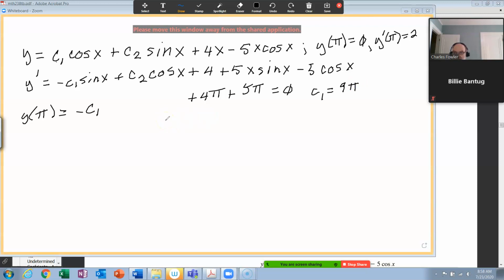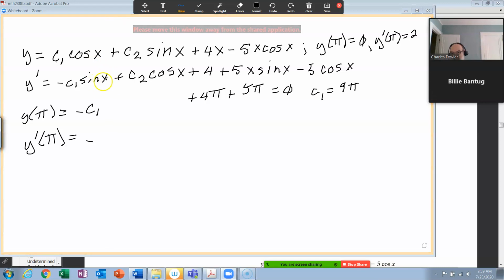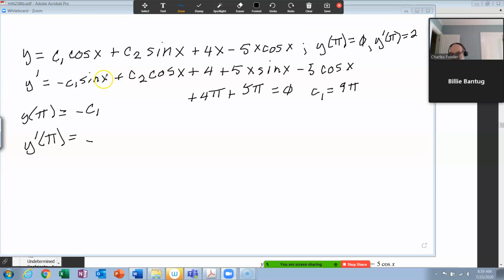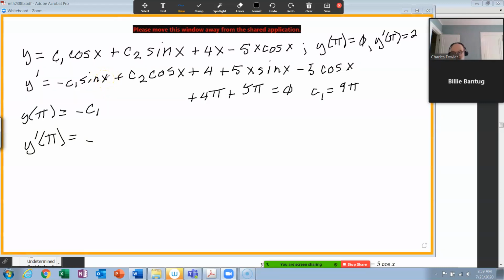Okay. So let's go to the second condition, y prime, also at pi. This is what makes it an initial condition. It is equal to, and we already know what C1 is, 9 pi. So that's a minus, well, wait a minute, let's not get too carried away. What is sine of pi? No, cosine is negative 1. Sine of pi is, remember, sine starts at 0, goes up to 1 at pi halves, and then back down to 0 at pi. So this isn't going to give you anything, okay?